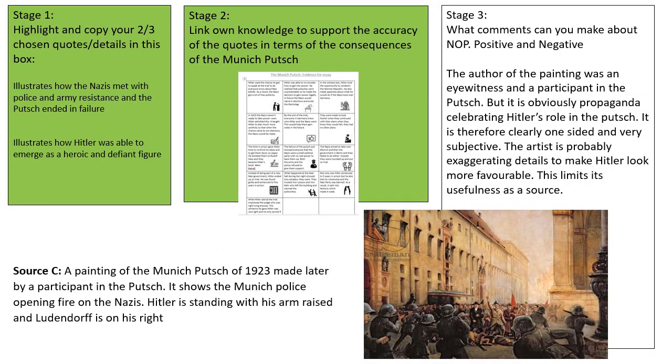So from reading the attribution, we can make some legitimate points. We can tell the examiner that the author of the painting was an eyewitness and a participant in the putsch, and those are perhaps positives for the source, but we're going to lean towards the negatives more. It's obviously propaganda celebrating Hitler's role in the putsch. It's therefore clearly one-sided and very subjective. So the artist is probably exaggerating details to make Hitler look more favourable. So this limits its usefulness as a source. It's too narrow and it's too one-sided.